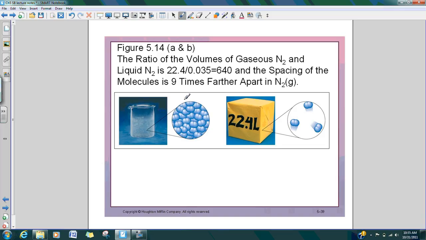Well, if we take a look at the ratio of the volume of the gases, we know that 1 mole of any gas is going to equal 22.4 liters. So that's where this 22.4 is coming from. Now, if I develop a ratio between this, we can see that the spacing of the molecules is 9 times farther apart in the nitrogen gas. We can say that gases have approximately 1/10 the density of the same material in the liquid. So if I were to put this nitrogen in a liquid, it would have about 10 times the density of the gas. So it's just a ratio thing.